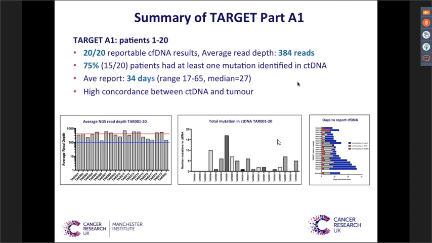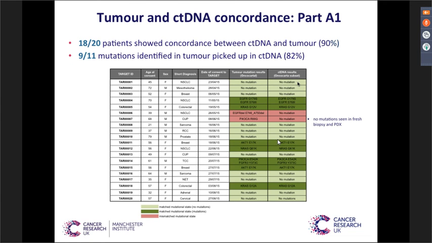So the first question that we asked was the concordance between circulating tumor DNA and the tumor, and we found that this was very good. It was 90%. 18 of the 20 patients showed the same mutational profile, either absence or presence of mutations, and of the 11 mutations that were identified in the tumor, we picked up 9 of them in circulating tumor DNA. So for patient 6, we just didn't pick up the EGFR mutation. This was probably below the level of detection in our assay.